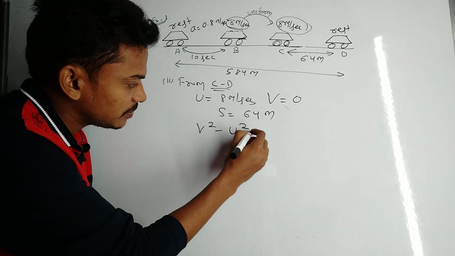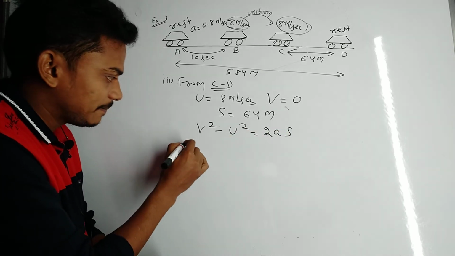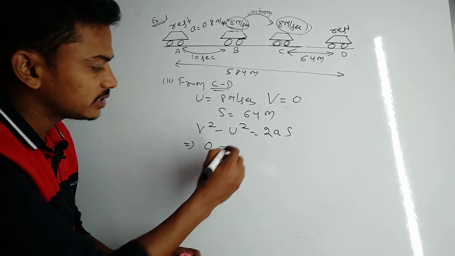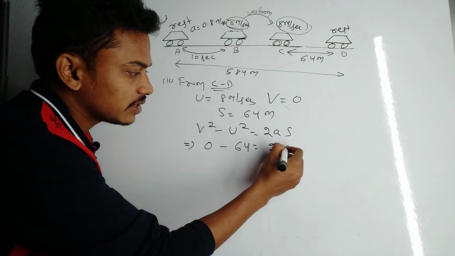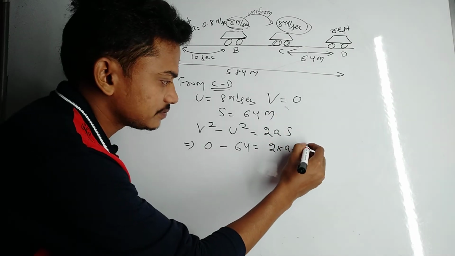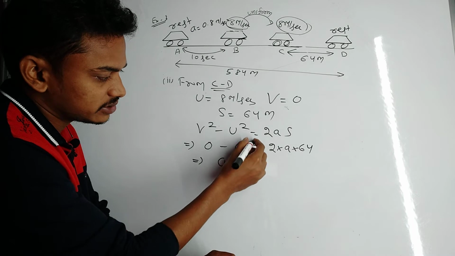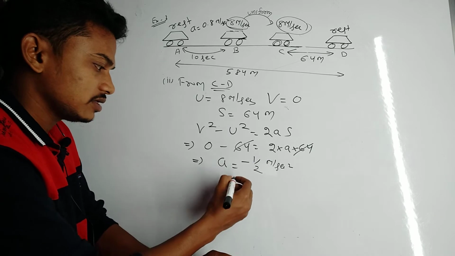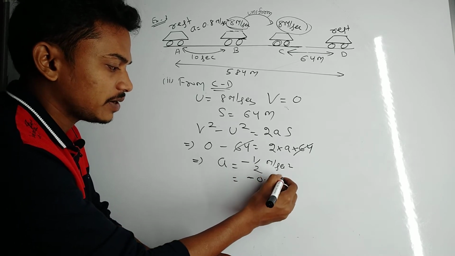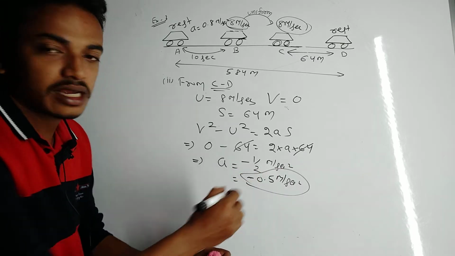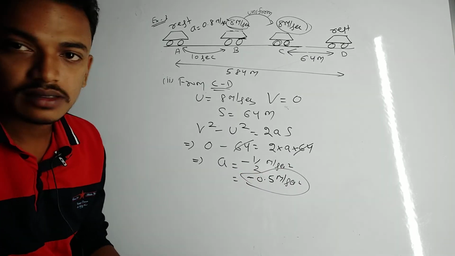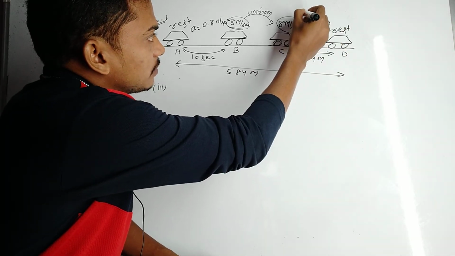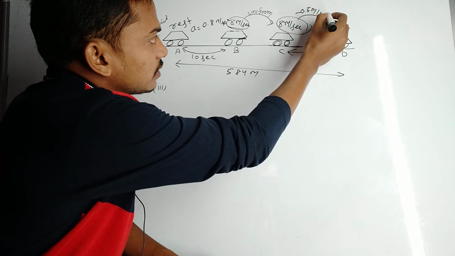So use the relation v square minus u square is 2as to find the retardation. So v is 0, 0 square is 0, and u is 8, so 8 square is 64, equal to 2 times a into 64. That implies acceleration is 64 by 2 into 64, the 64 cancels out. Acceleration is minus half meter per second square, that is minus 0.5 meter per second square. This is the second bit answer. Now see the third bit answer.